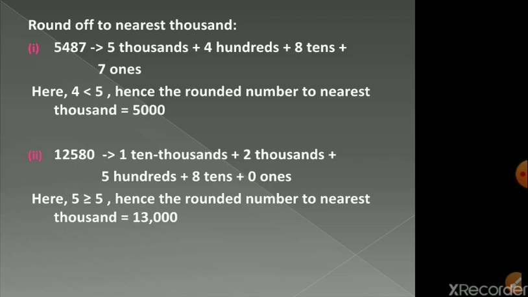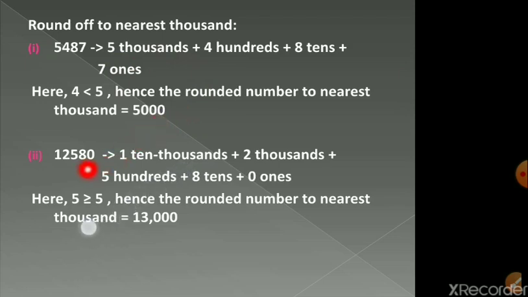Now, round off to nearest 1000. Now, when we are rounding off to nearest 1000, we will check the digit in the 100 place. So, where is the 100 place? In this question, we have 5487. In the 100 place, we have 4. Now, 4 is less than 5. Hence, there will be no change in the thousands place, it will remain 5. So, after rounding off, our answer will be 5000.